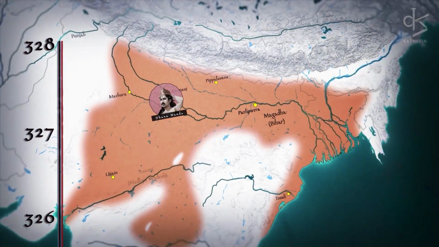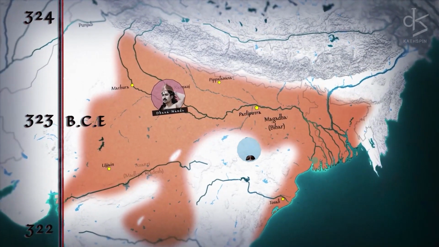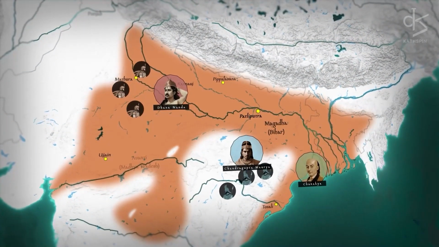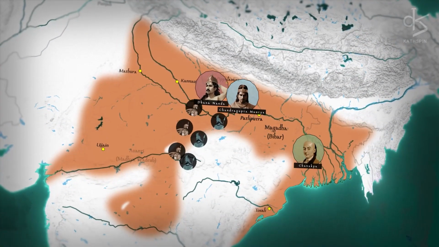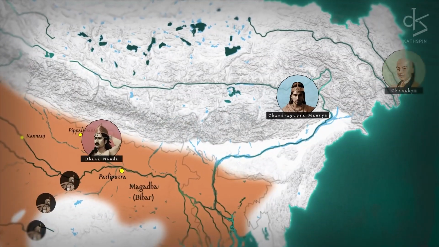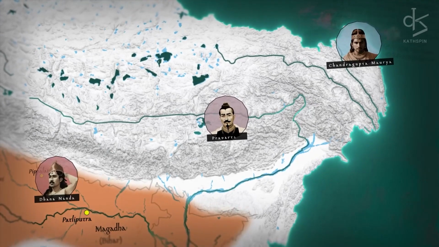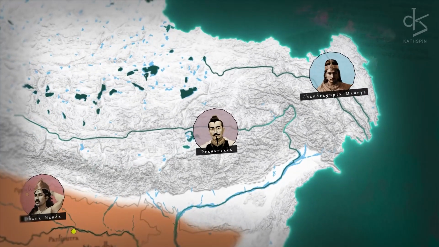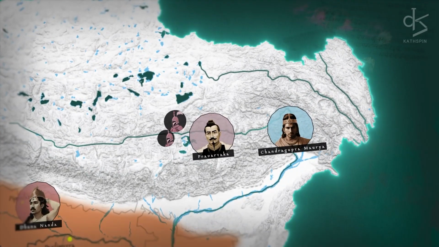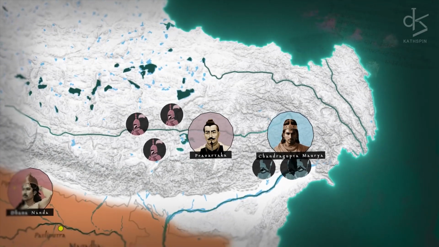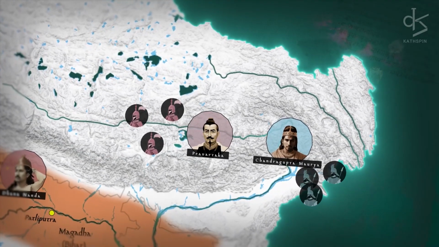The first battle was fought in 323 BCE at Piplivana, where Chandragupta was defeated and was forced to flee into exile. During his exile, he formed an alliance with the Himalayan king, Pravataka. Pravataka helped him to raise an army. He regrouped and returned to India a few years later.